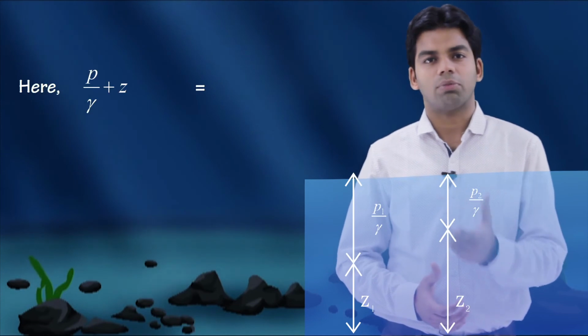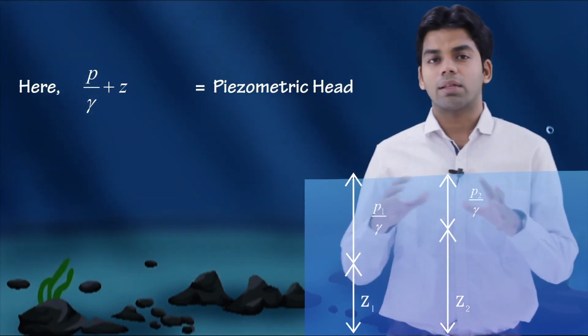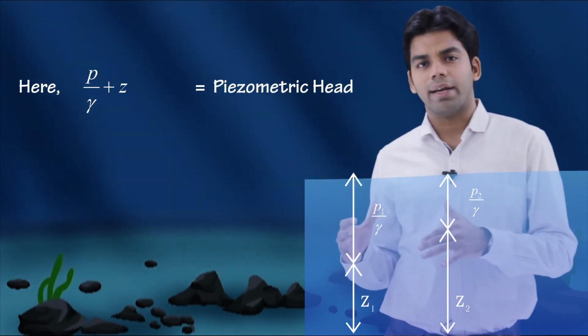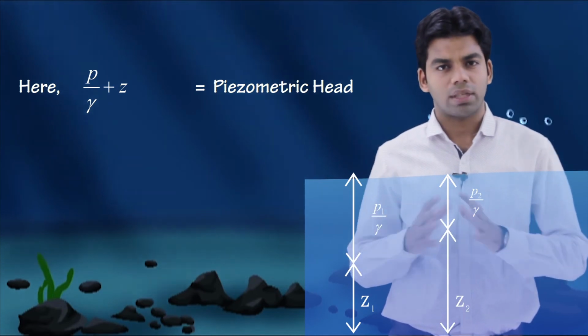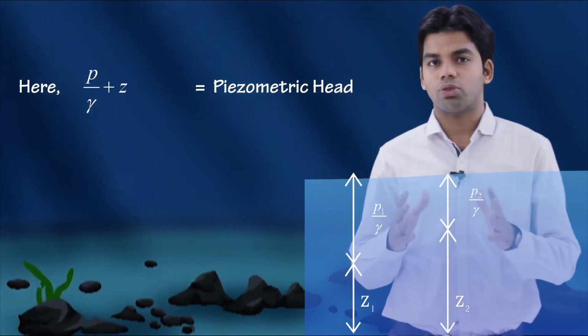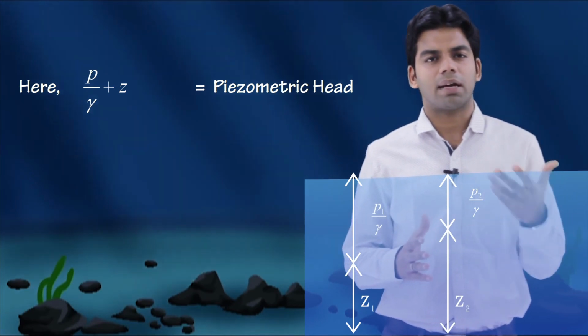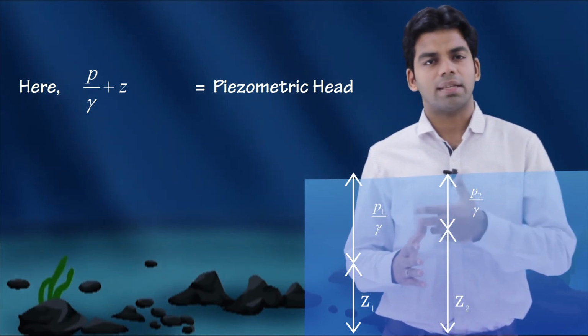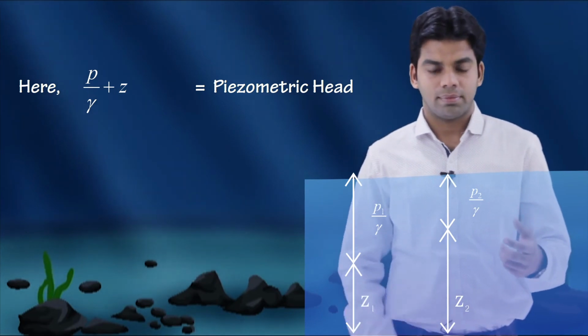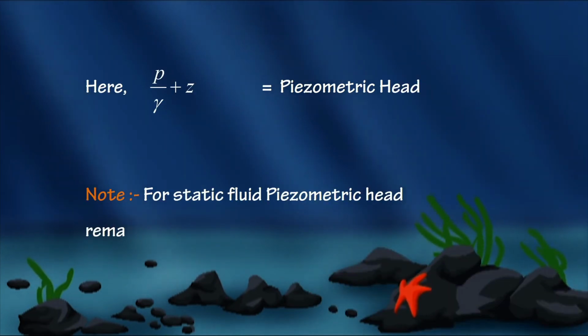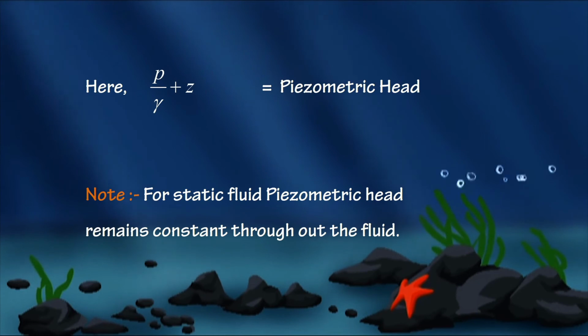Now what is this P by gamma plus z? This is nothing but the piezometric head. So what we can conclude here is that the piezometric head at every point of the static fluid is the same. Piezometric head means P by gamma plus z, and this piezometric head is the same at all the points. So you can write this note: for a static fluid, the piezometric head remains constant throughout the fluid.